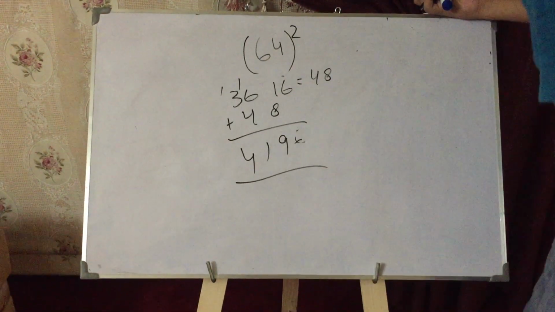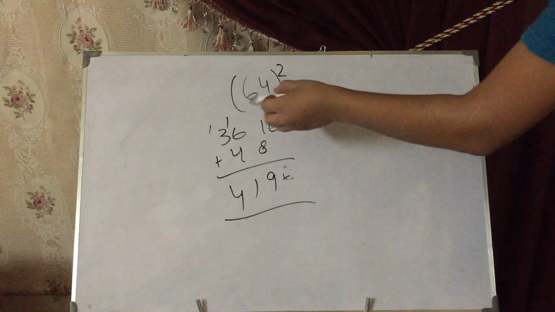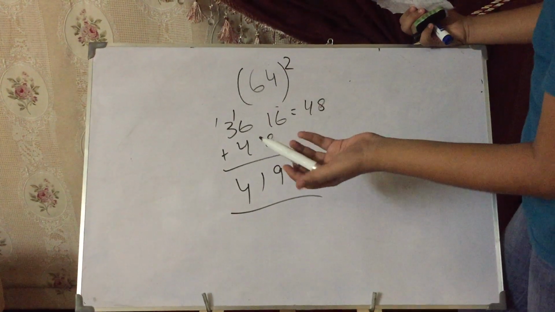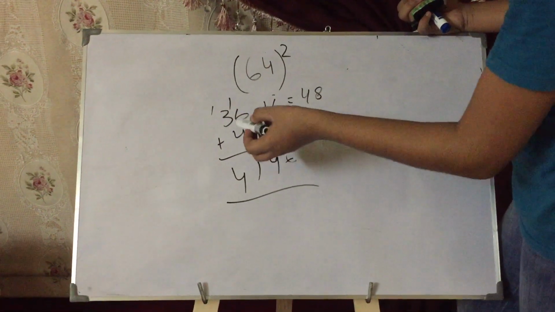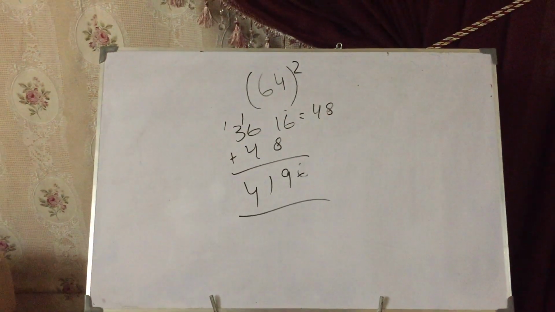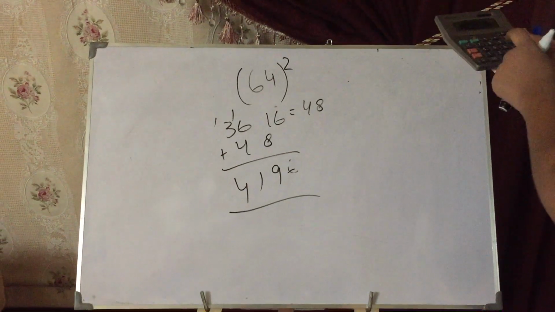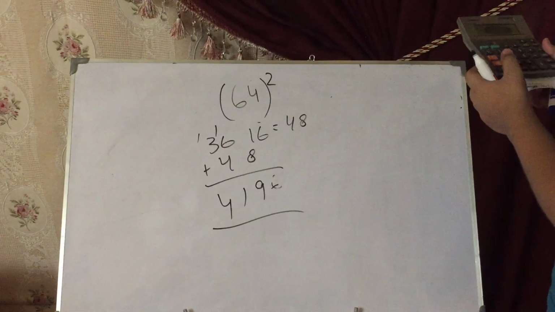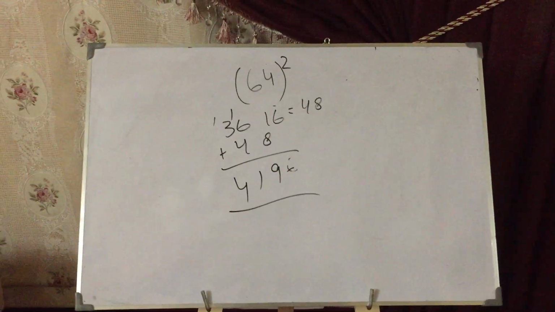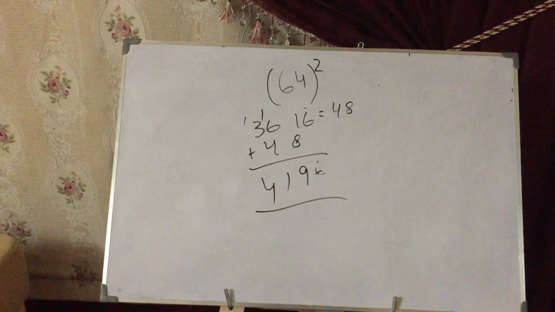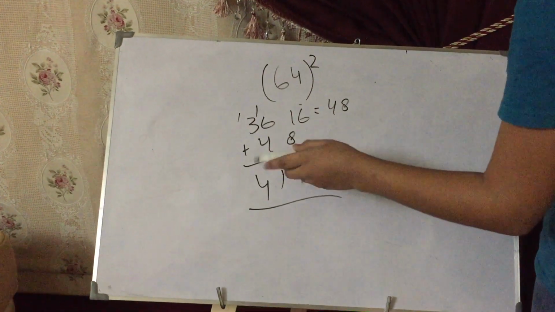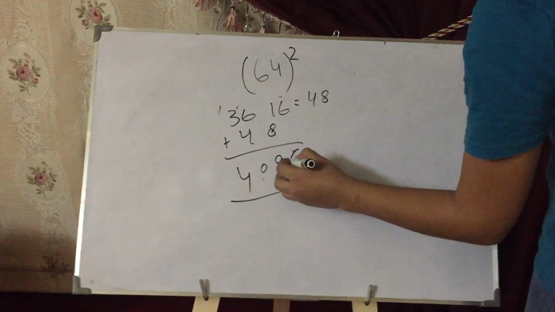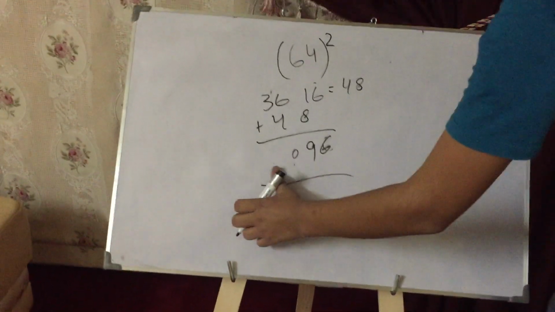Let's check the numbers again. Sorry. 6 4s are 24, 4 2s are 8, and 8 6s are 48. And 36, 16, 48. Let's check with the calculator: 64 multiplied by 64. Look guys, yes, the answer is correct. Wait a second. Why am I carrying a number here? 4096 is the answer. Sorry, 3096.